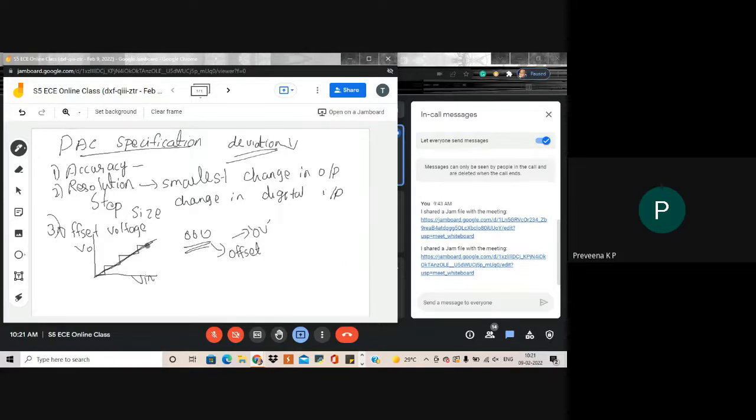This linearity term has great importance because it indicates the maximum deviation in the step size. Here you can see, this is the curve we are expecting, but there is a deviation like this. So there is a deviation from the original step size. The maximum deviation in the step size from the ideal step size is indicated by the linearity. So these are the specifications of DAC. We can continue from the next class.